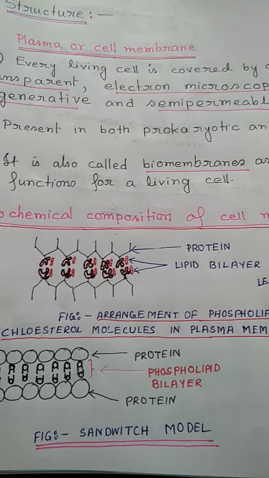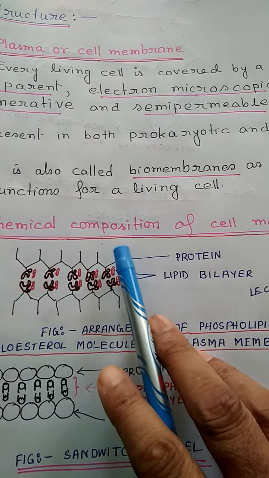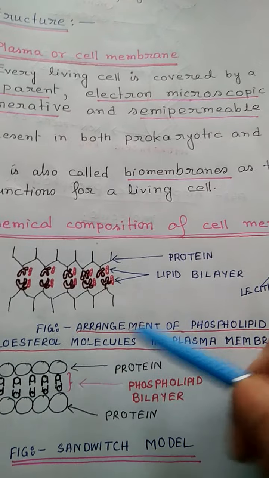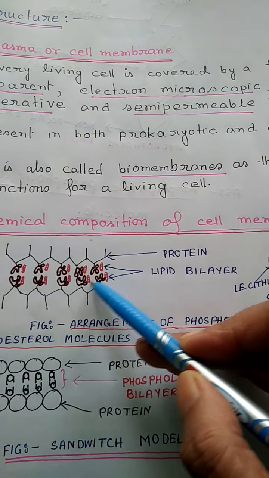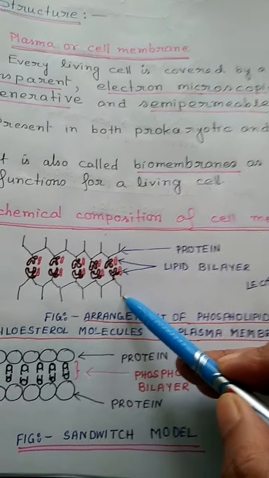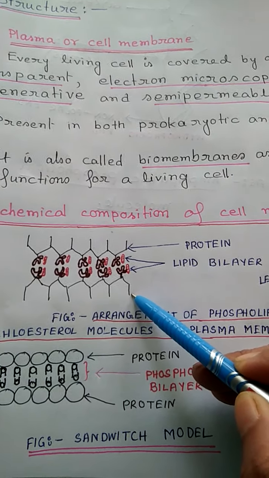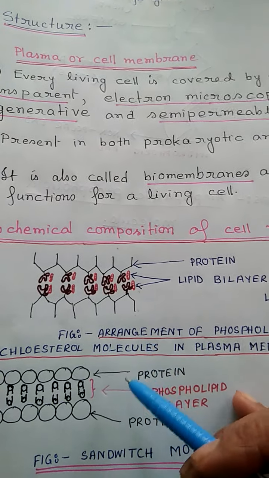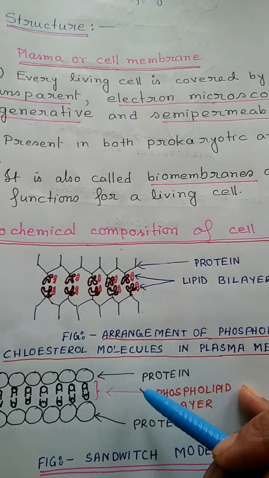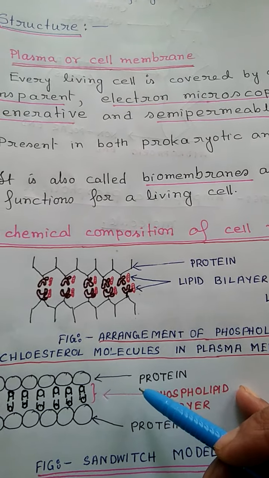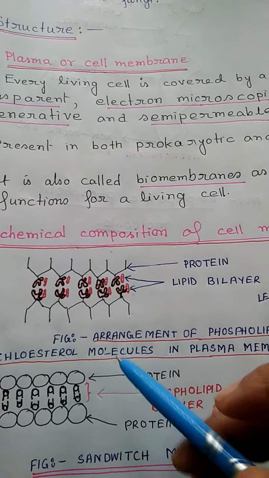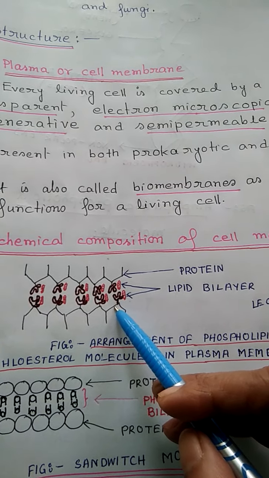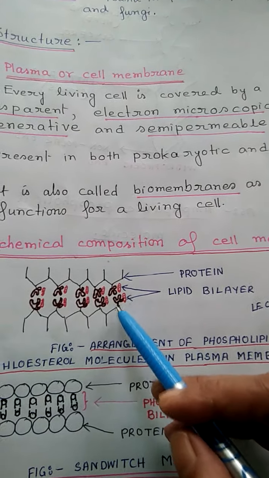See this part is protein, then the bilayer lipid: one layer, two layers, bilayer lipid, and again protein is present. Now these lipid molecules are arranged in a bilayer in the cell membrane. This is suggested on the basis of the amphipathic nature of the lipid molecules. And why is it called amphipathic nature?